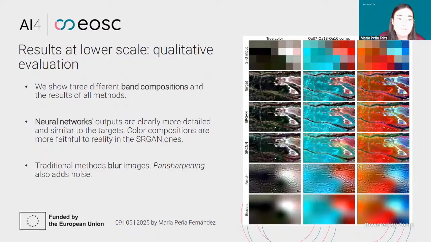And in the case of the traditional methods, just to mention that they have just blurred the input from Sentinel-3. And in the case of the pan-sharpening technique, it also adds some noise that makes no sense here.